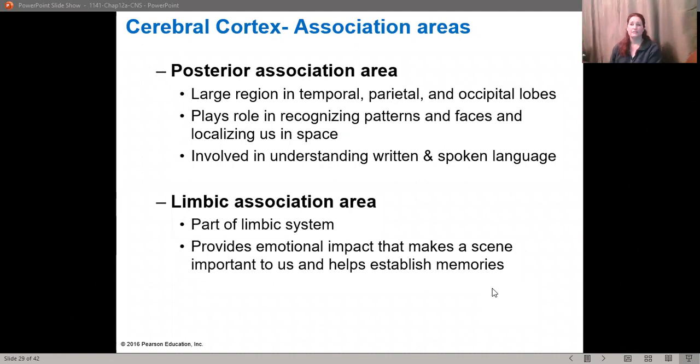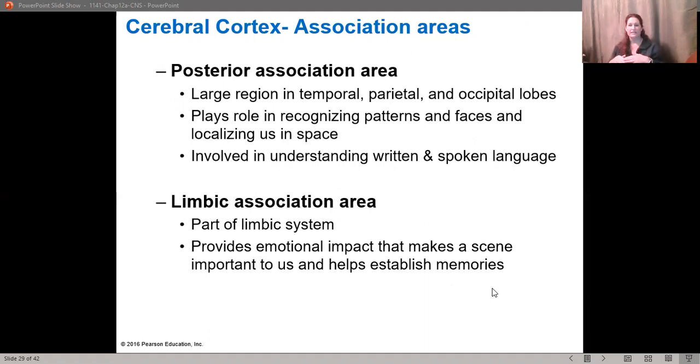The posterior association area, so that's located in the temporal, parietal, and occipital lobes, plays a role in recognizing patterns and faces and localizing us in space. So if you walk outside your house and you're going to go to your friend's house or the library or the post office, and you go, oh yeah, I think it's this way, I think it's pretty far, or I think it's really close, then that is the posterior association area. Some of us have a better one than others, and it's kind of that sense of direction.